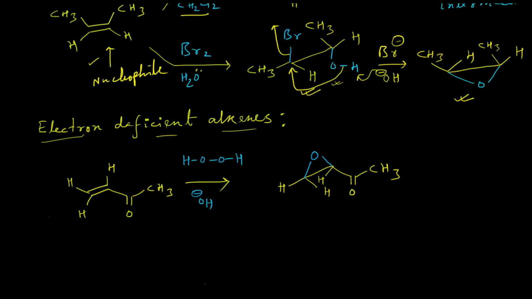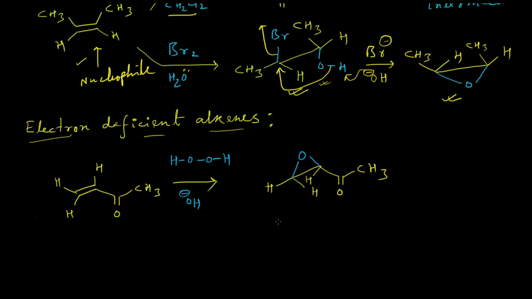In our next example, when the alkene is electron deficient, then we have to use different epoxidizing agents. In this case, our epoxidizing agent will be hydrogen peroxide in alkaline medium. This reagent will produce the corresponding epoxide derivative of our starting material. So this is a quick summary of different epoxidizing agents and epoxidation reactions. Now I will discuss each reaction and its mechanism one by one.